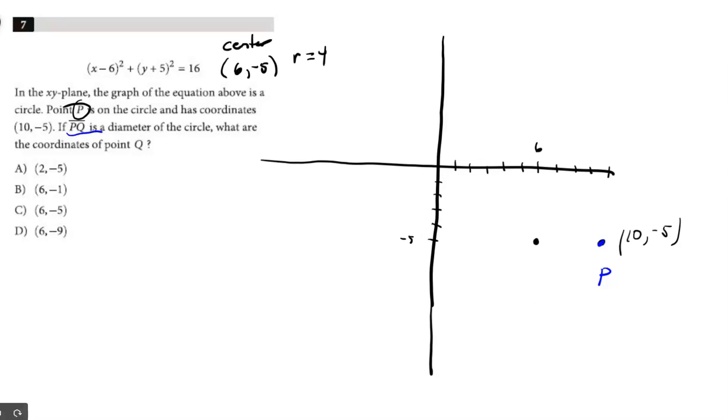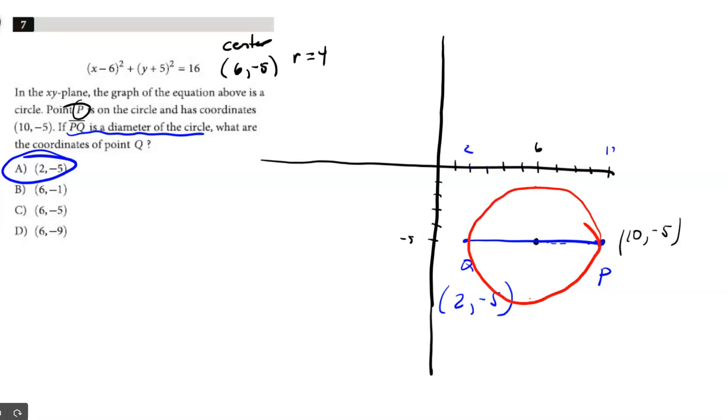Well, if PQ is a diameter, that goes through the center. So, if this was 4 spaces over, Q needs to be 4 spaces backwards. So 1, 2, 3, 4 backwards would put me right here, which would be our Q, which is located at 2, -5. So the coordinate of Q is A, 2, -5. So there's our diameter. We didn't really need to draw it, but our circle would look something like that.